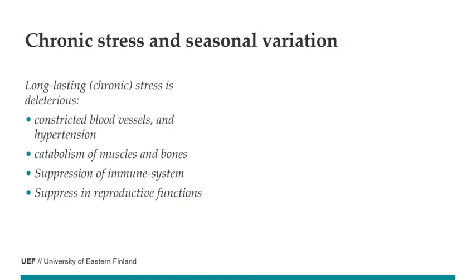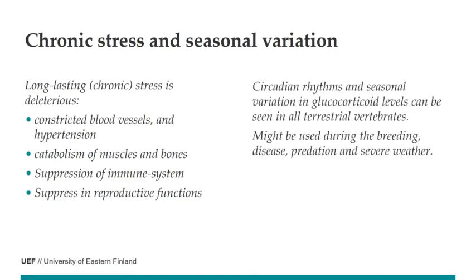So it might be a problem that we are constricting the blood vessels and there's hypertension, but also that we are catabolizing the muscles and bones and suppressing the immune system and also suppressing the reproductive functions. But at the same time, there's also very natural seasonal variation in all kinds of terrestrial vertebrates. So they have higher glucocorticoid levels at certain times of the year.